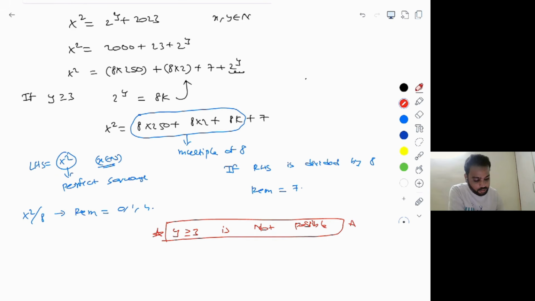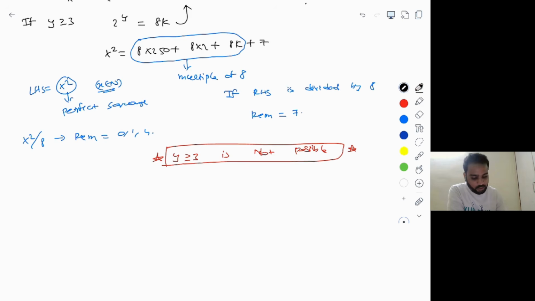So once again, I will conclude this. If you take y greater than or equal to 3, the right hand side will be a multiple of 8 plus 7, which means if you divide the right hand side by 8, it will always leave the remainder 7. So the left hand side also must leave the remainder 7 when divided by 8. But what do we know about perfect squares? Any perfect square divided by 8 will only leave the remainders 0, 1, or 4, nothing else. So it's an impossible case. That is why y greater than or equal to 3 is not possible.